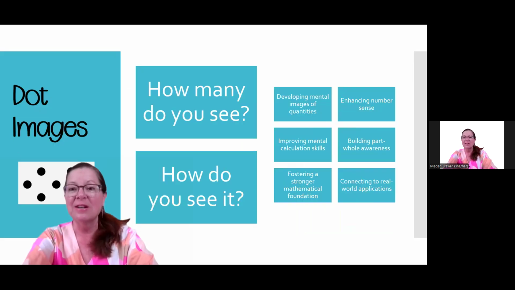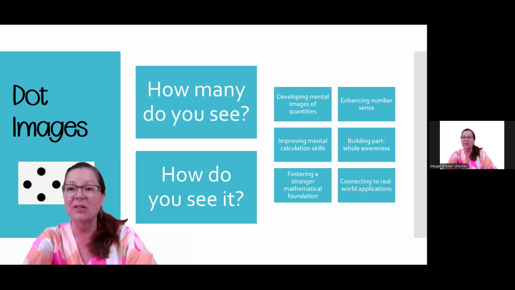Dot images. Using dot images to teach subitizing offers numerous benefits for students, particularly in early math education. It helps them develop a visual understanding of numbers, build foundational number sense, and improve their ability to perform mental calculations. Dot images allow students to quickly recognize quantities without needing to count individual items, which is crucial for developing strong math skills.